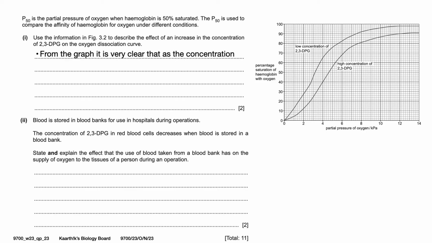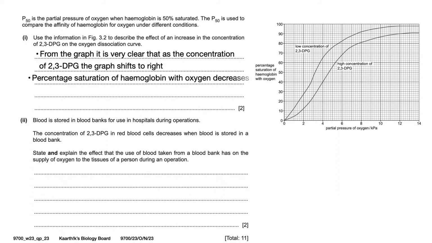From the graph, it is very clear that when the concentration of 2,3-DPG increases, the graph shifts to the right. Then the percentage saturation of hemoglobin with oxygen decreases. So the percentage saturation of hemoglobin is going to decrease when the concentration of 2,3-DPG increases. More partial pressure of oxygen is required to reach the same percentage saturation as with low DPG.